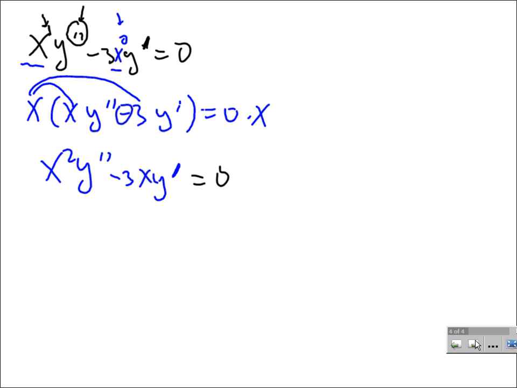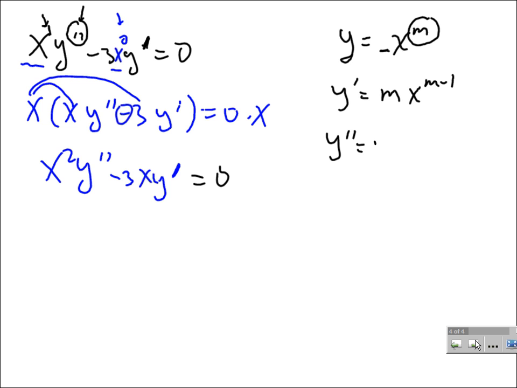Now, you should start realizing when it's just y, there's no number in front. When it's y prime, just one number. That number comes in front. And when it's y double prime, two numbers come in front. So it is m and then one less.